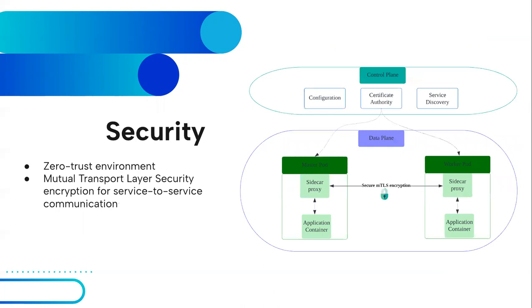Besides, to increase the robustness of the security, Istio enables a zero trust environment within the cluster, with a typical assumption that anything within the cluster security perimeter does not hold anymore. The Istio certificate authority allows for mutual transport layer security, or mTLS in short, encryption for service-to-service communication.